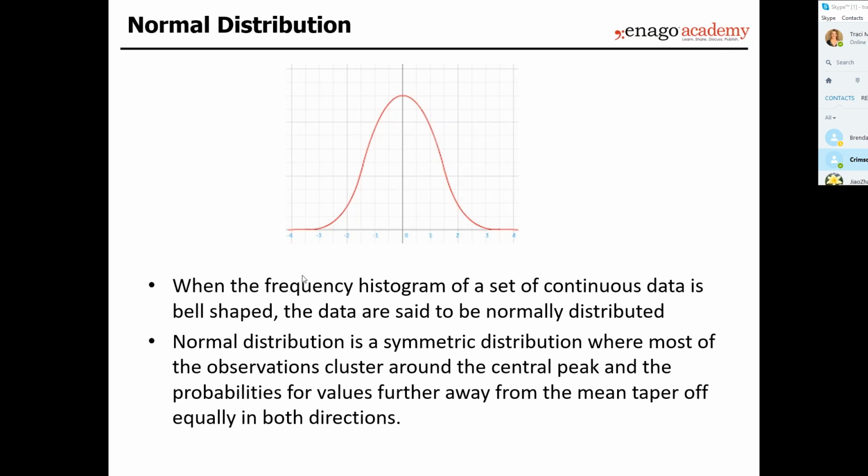So when the frequency histogram of a set of continuous data is bell-shaped, the bell curve, the data are said to be normally distributed. It is a symmetric distribution where most of the observations are in the middle, around the central peak, and the probabilities for values farther away from the mean taper off equally on both sides, and that's where the symmetry comes in.